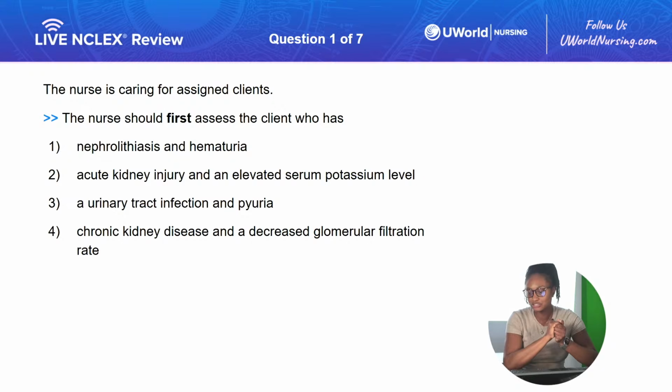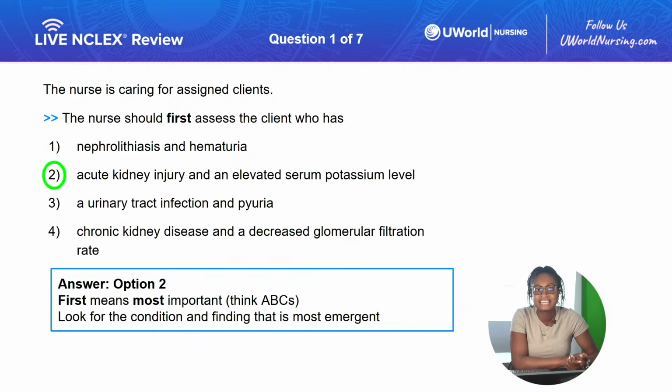Okay, we're starting off strong with the answer choice for this question. Pretty much everyone got it right. It is option 2, acute kidney injury and elevated serum potassium level. With this question, we're looking for the client that we should assess first, meaning if we don't do an intervention or do something quickly, it can very quickly turn into a complication. So expected findings versus complication. Option 2 is the only one that is technically a complication. Acute kidney injury and elevated serum potassium level.